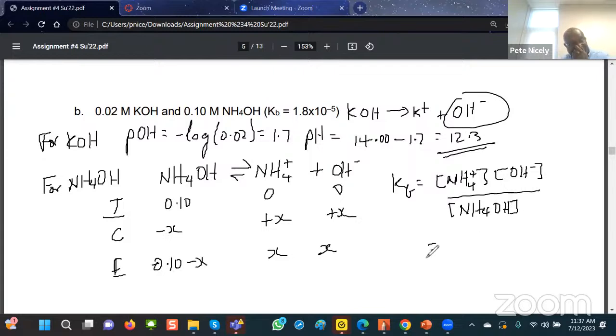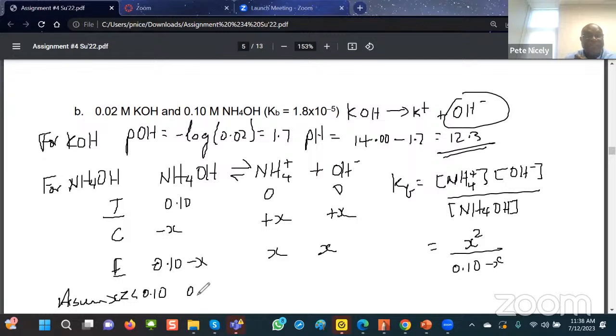And then we put in the terms. You're going to have X squared here over 0.10 minus X, right? And then as we did before, we're going to make an assumption that X is very small compared to 0.10. So that means that 0.10 minus X is approximately equal to 0.10. So therefore, this would be simplified to X squared over 0.10. And that is equal to Kb.